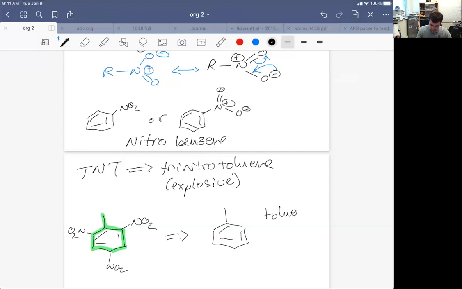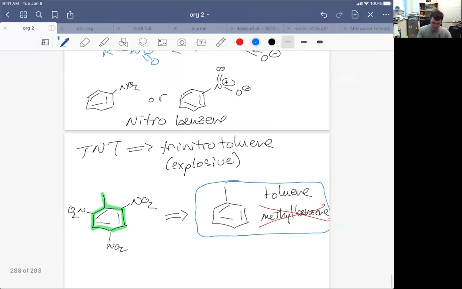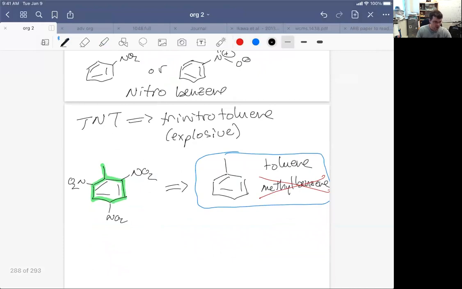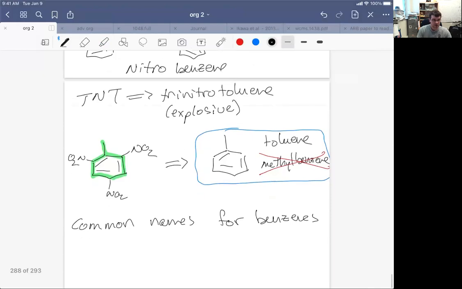So toluene is the IUPAC name for methylbenzene. So we don't actually want to call this methylbenzene. We want to just accept that this is toluene. Methylbenzene should be named as a toluene species. So what we have are kind of historically important common names for benzene substituents. And these are things that we should know.